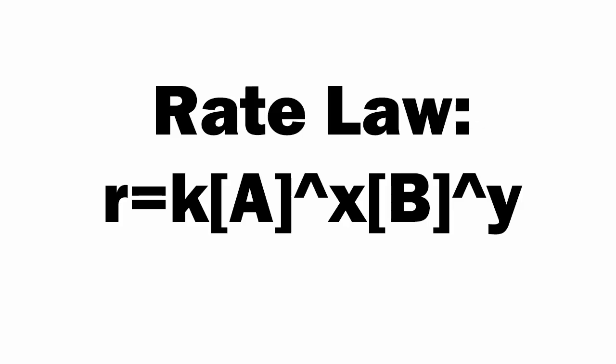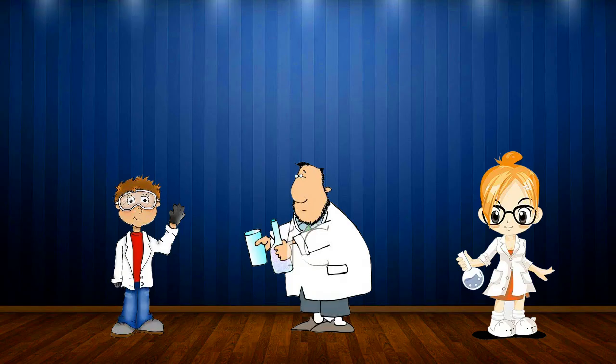In this equation, A and B express the concentration of the species A and B. X and Y must be determined experimentally. Also, these define the order of the reactant, while k is the rate constant of the reaction. Now let's try it out. Let's solve this problem.